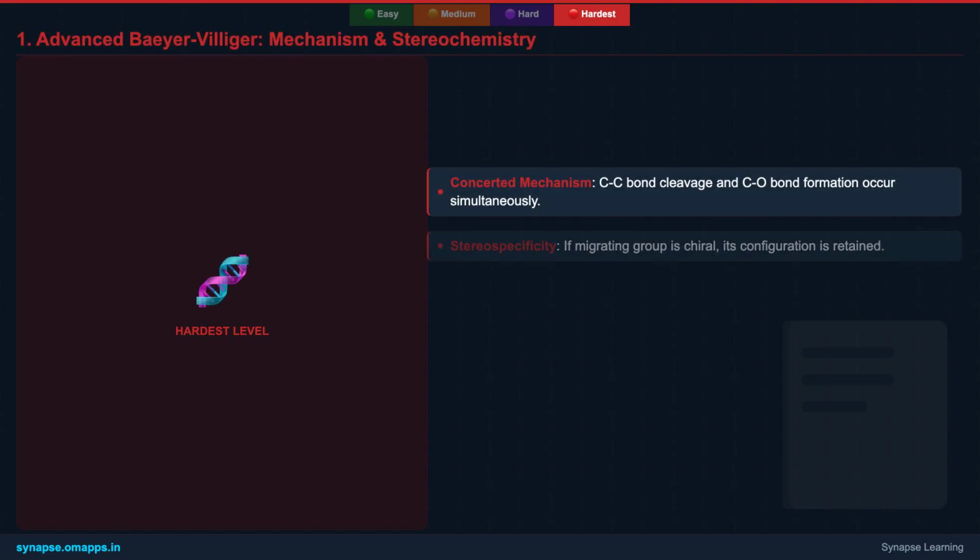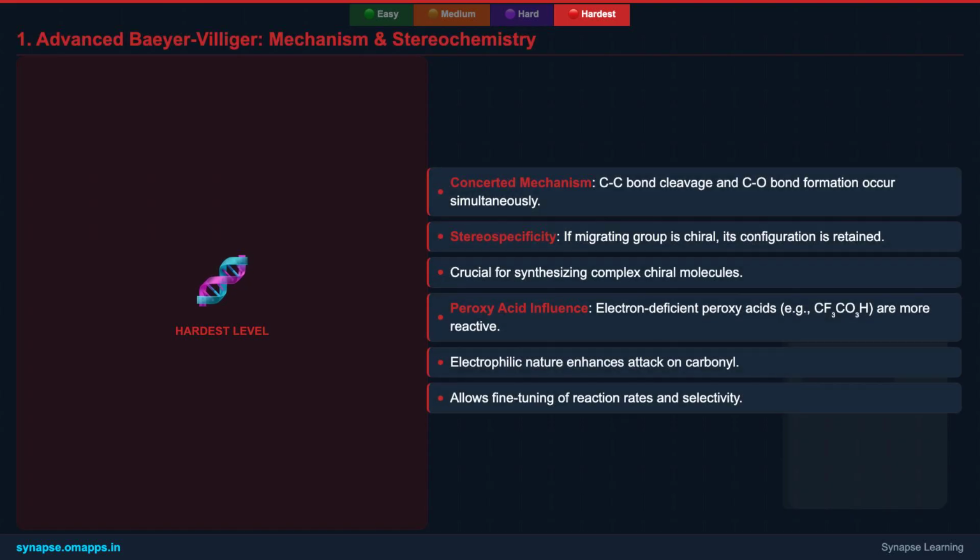Let's delve deeper into the Baeyer-Villiger oxidation. Beyond simple migratory aptitude, understanding its mechanistic nuances is crucial. The migration step is concerted, meaning bond breaking and formation happen simultaneously, and if the migrating group is chiral, its configuration is retained. This stereospecificity is highly valuable in synthesizing complex molecules.